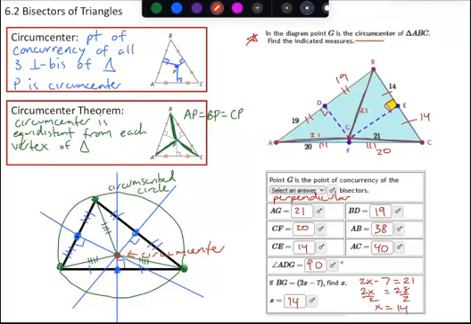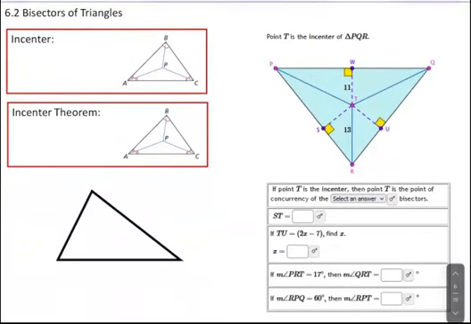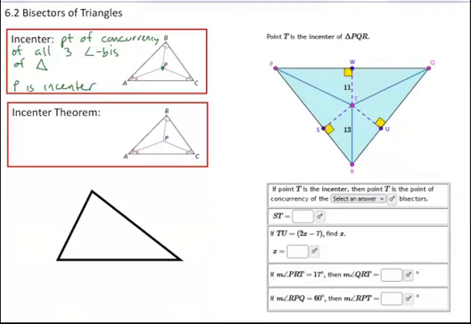All right. So we're going to compare this to the other 3, right? There's a total of 4 different points of concurrency. The next one is the intersection of the angle bisectors, and that's called the incenter of all 3 angle bisectors of a triangle. So in this particular case, P is the intersection of the angle bisectors.